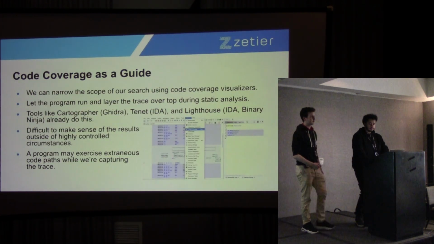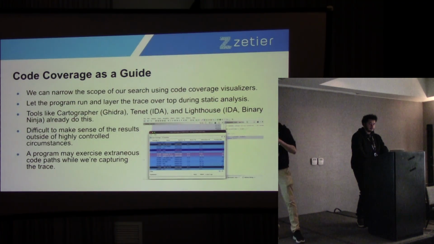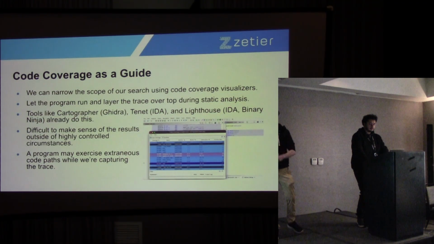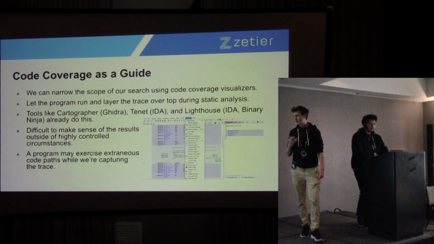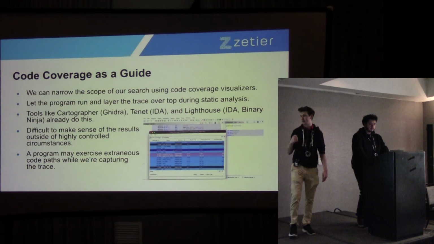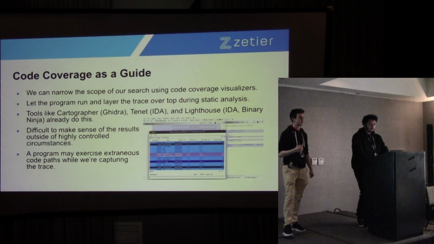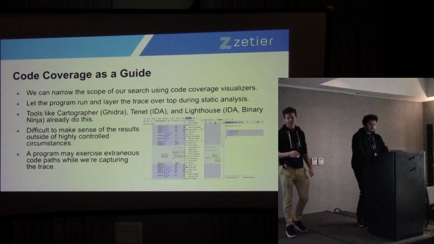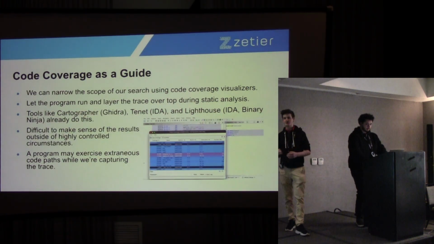So for those who aren't familiar, code coverage is a very powerful capability which allows us to take the results from a dynamic analysis and layer those on top of the disassembly from our static analysis. And there's actually quite a few things that already do this and make it easier for us when we don't have something like symbols. We have Cartographer for Ghidra, Tenet for IDA-Pro, and Lighthouse, which is also for IDA and Binary Ninja.